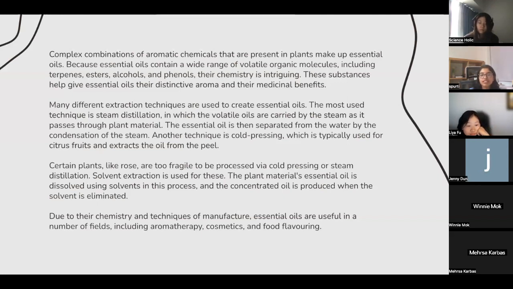Plant materials' essential oil is dissolved using solvents in this process, and the concentrated oil is produced when the solvent is eliminated. Due to their chemistry and techniques of manufacture, essential oils are useful in a number of fields, including aromatherapy, cosmetics, and food flavoring.